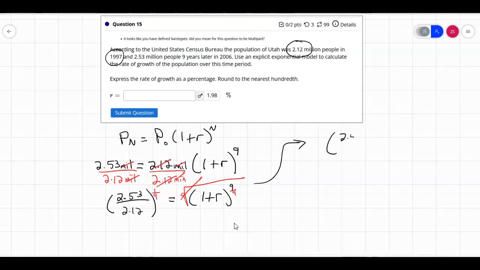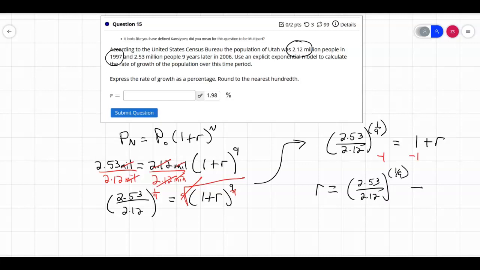So we have 2.53 over 2.12 to the, I'm going to put a parenthesis around this exponent. This will make it easier for us to calculate it with a calculator. This equals on the right side 1 plus r. Now there will be some problems that ask for 1 plus r, which is the growth multiplier, and there are other names for it. But we want to solve for r. So our last step is just to subtract 1. So we have r equals this term, 2.53 over 2.12 to the power 1/9, all minus 1.